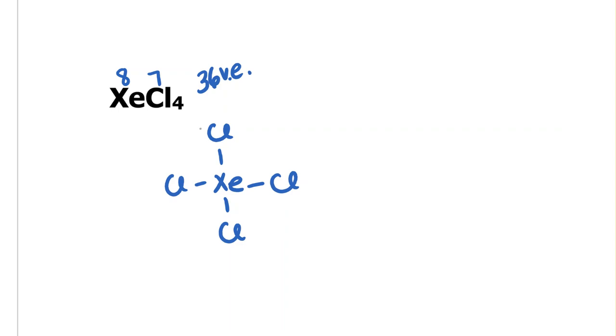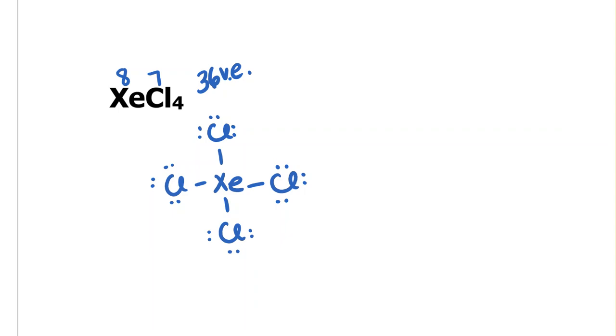Okay, so I'll start putting them on the outside again. Chlorine needs 8. Then all the chlorines have their octet. So I'll count and see where I'm at. I have 8, 8, 8, 8. That's 32. I have 4 more electrons to put on.